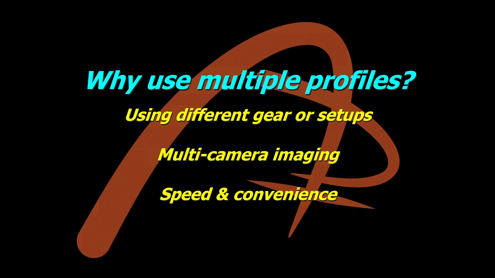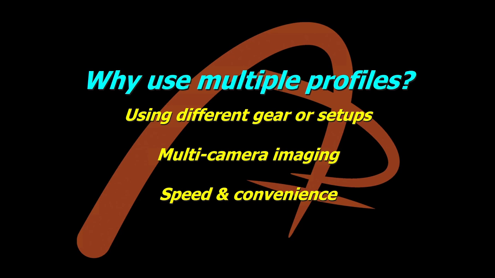But they're just a couple of the reasons there for the different gear you might be using. Multi-camera imaging: if you want to use multiple cameras, say piggybacking a DSLR on the top of your scope, then you need to make separate profiles for each camera to get it to work. And lastly, it's speed and convenience. With separate profiles, all you need to do is set up your gear, select the profile that's appropriate for it, and away you go, rather than having to remember what you need to change in each profile to work with the gear you currently have set up.